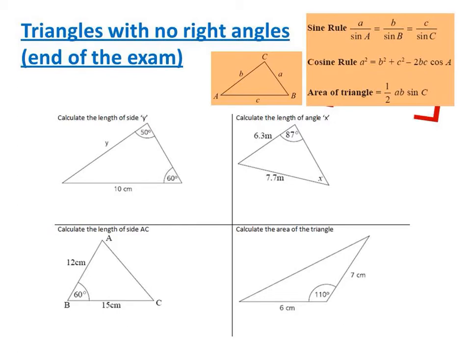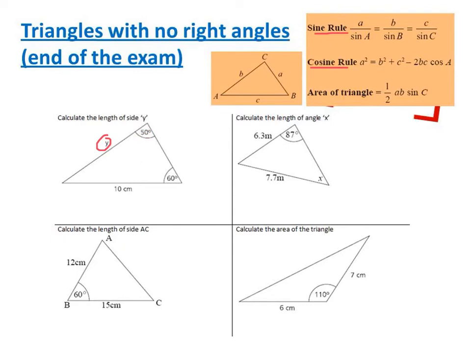So, I'm going to use each of these formulas for each of these questions. The first question wants me to work out the size of side y. To decide whether I use the sine rule or the cosine rule, I simply ask, do I know the side and the opposite angle anywhere within the triangle? And here I do know a side and the opposite angle. Because I know these, I will use this rule.